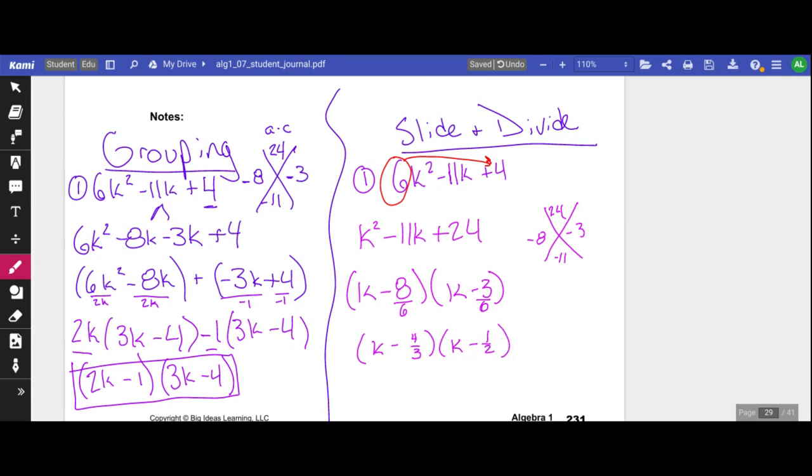And with factoring, we don't really like leaving these fractions right here. So to undo these fractions, you take these denominators and you put them out in front of k. So I get 3k minus 4, and I get 2k minus 1. Okay, the exact same answer we got over there. Again, the order of the factors doesn't really matter.